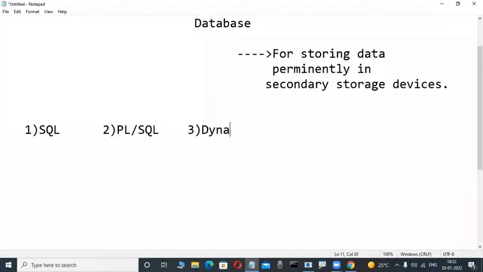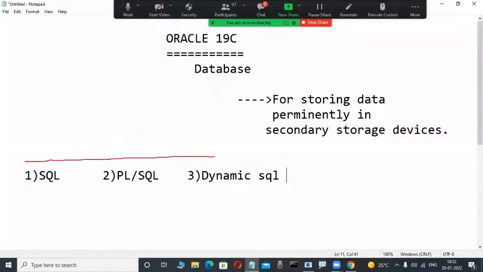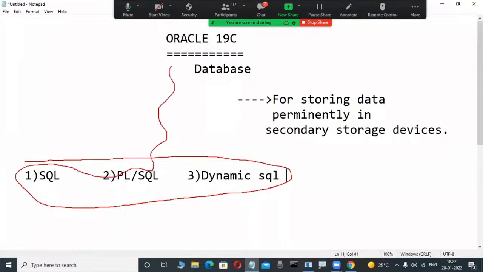Dynamic SQL is a language. Dynamic SQL is a small one only, because we have good knowledge of PL/SQL, so it is only a little bit of an extension. These three languages you have an idea of. Through these three languages, we are operating this Oracle software.